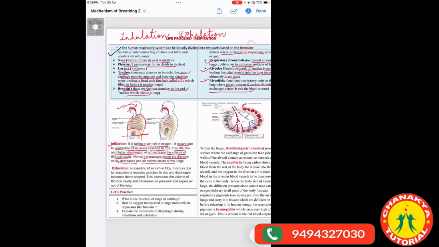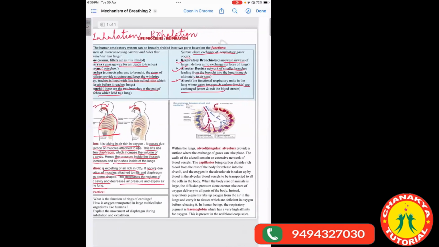At the same time, it's opposite in the case of exhalation. It is expelling of the air which is rich in CO2. It occurs due to relaxation of the muscles attached to the ribs. So in inhalation, it happens due to the contraction of the muscles, whereas in exhalation, it happens due to the relaxation of the muscles and diaphragm. In this case, the diaphragm will become dome-shaped. This decreases the volume of the thoracic cavity, increases the air pressure, and it expels the air out of the lungs. Since the diaphragm will come back to the original position, whatever air is there inside the lungs will start moving out. So that is what happens in the case of inhalation and exhalation.